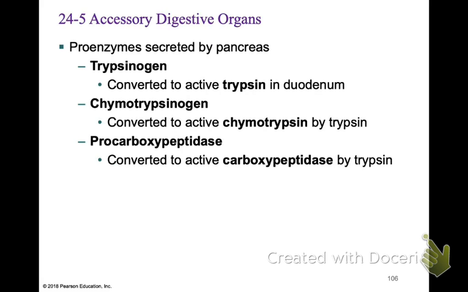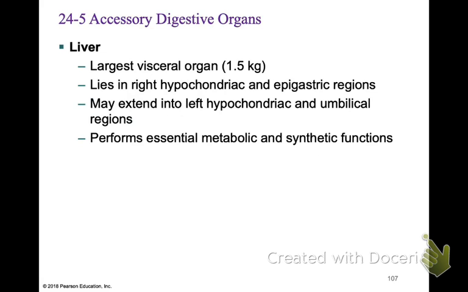So we start with trypsinogen. This is the primary one, and we'll see that it's going to be activated in the duodenum by an enzyme secreted only in the duodenum. And then trypsin can activate the other kinds, including most prominently chymotrypsin and carboxypeptidase.